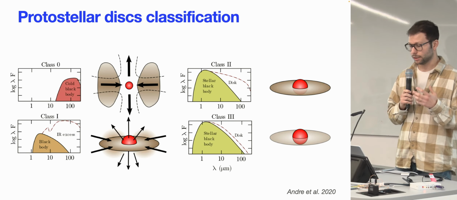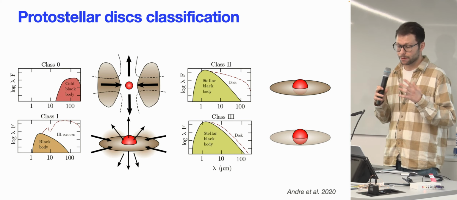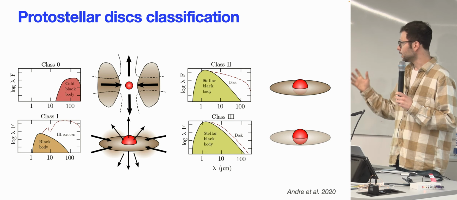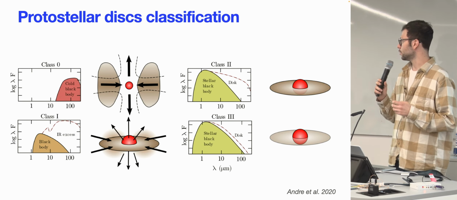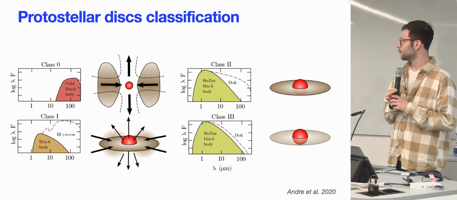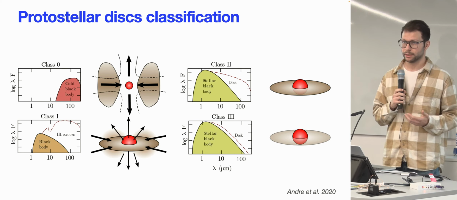Then we have class 1 objects. These objects are composed of a central protostar and an accretion disk around it, but there is still the molecular envelope that is interacting with the disk. And so in the spectral energy distribution, we observe a black body of the protostar, but with a strong infrared excess, because we still have cold material surrounding it.